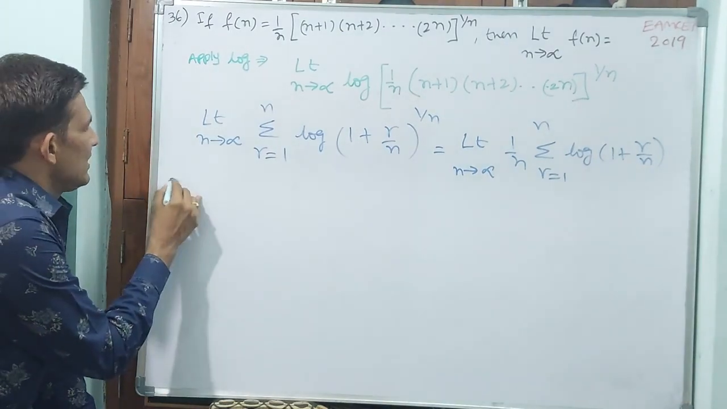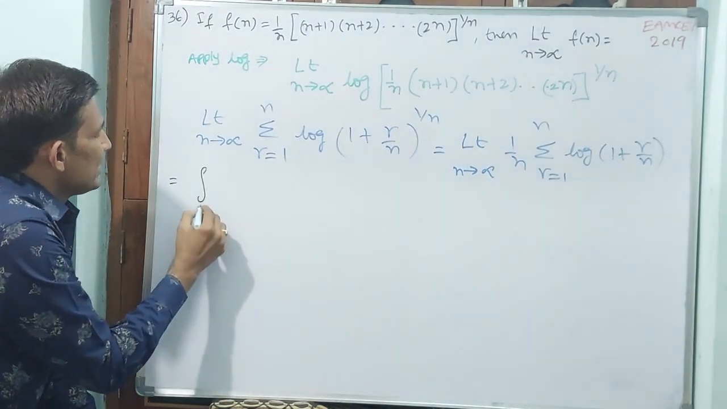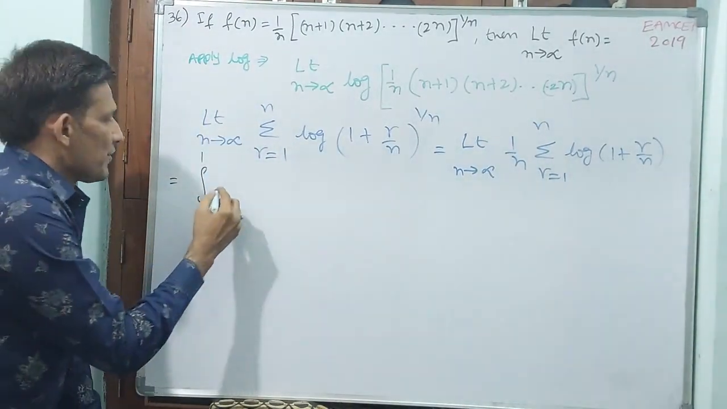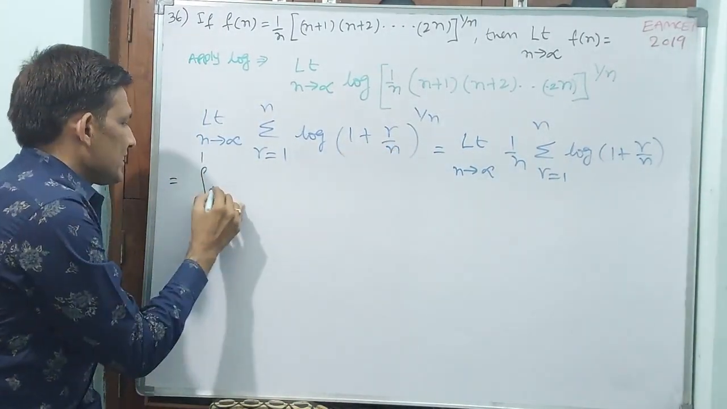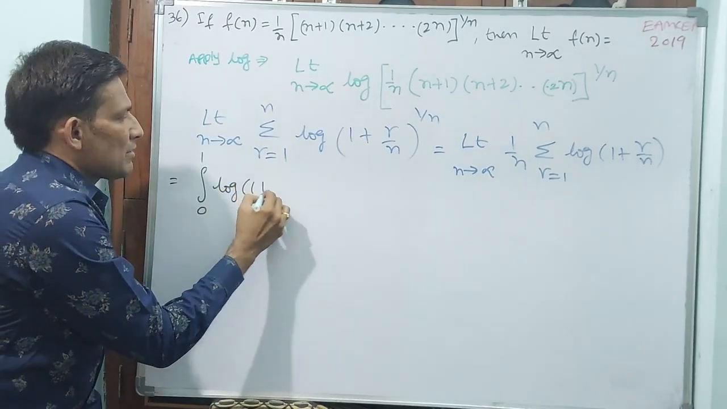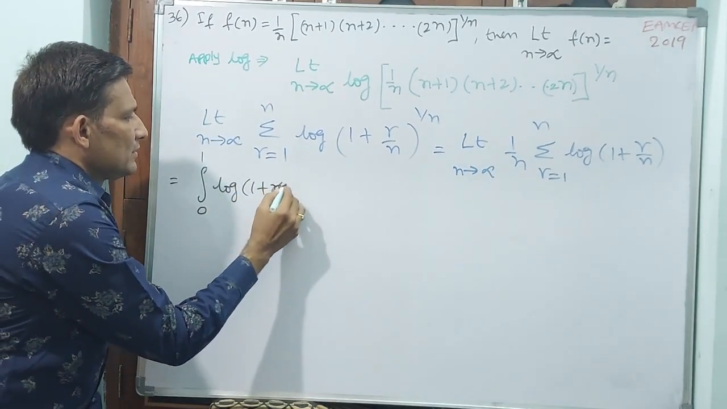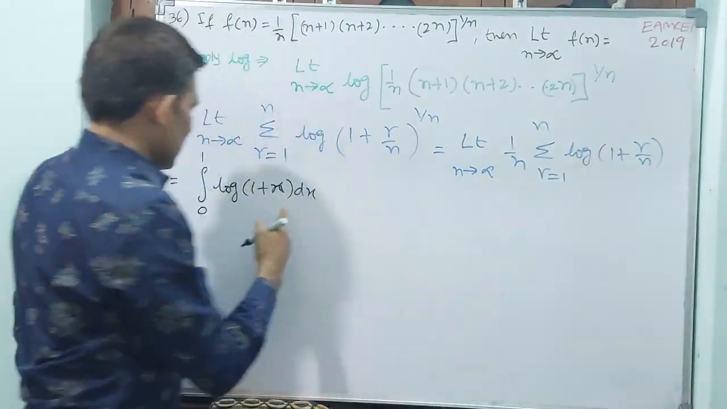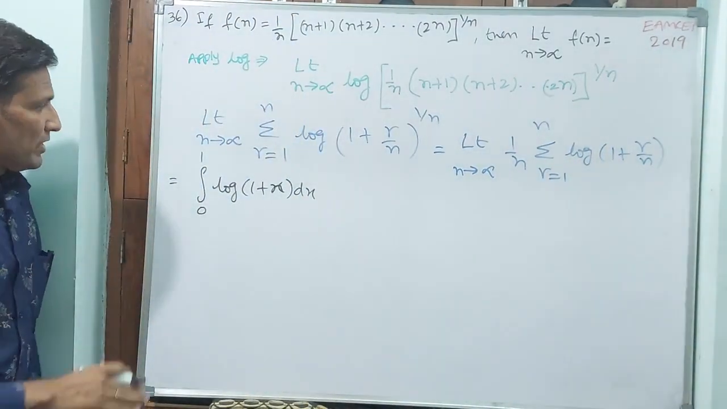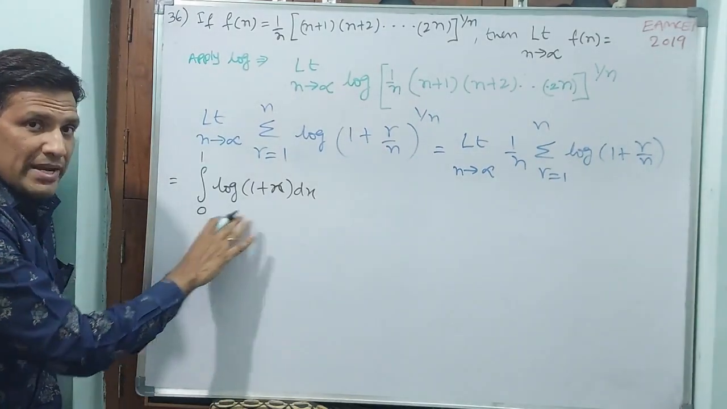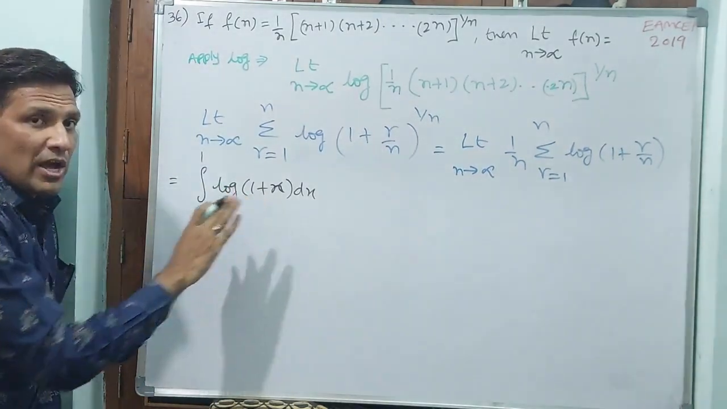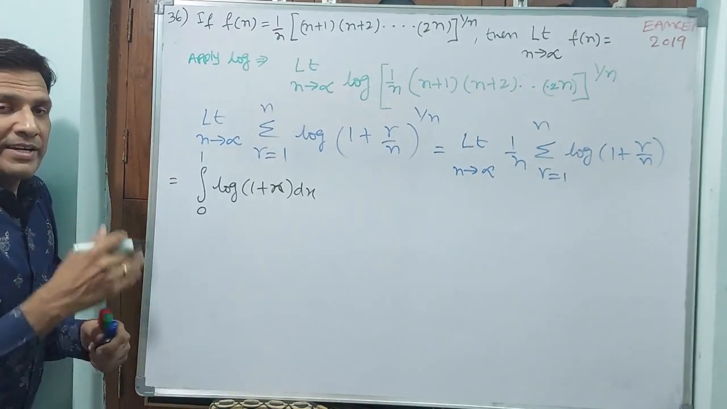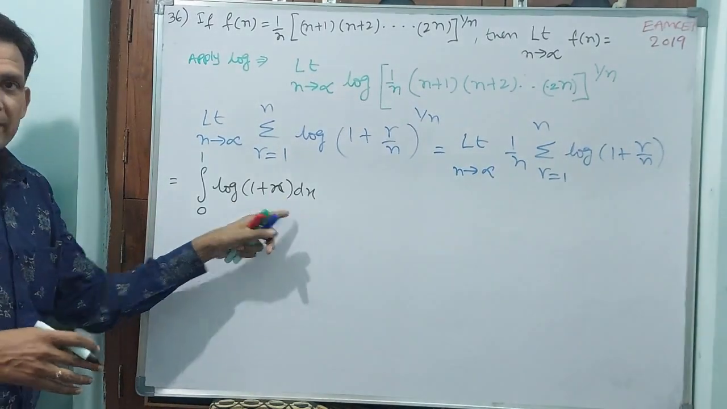See what I am writing. That is equal to integral 0 to 1. Why? Because 1 to n means 0 to 1, we know. Log is there, then you apply log of 1 plus x dx. r by n means x, dx will come additionally. Now observe carefully here, d by dx of log x we can do, but integral of log x we cannot do unless you apply integration by parts. Into 1, like, you think.